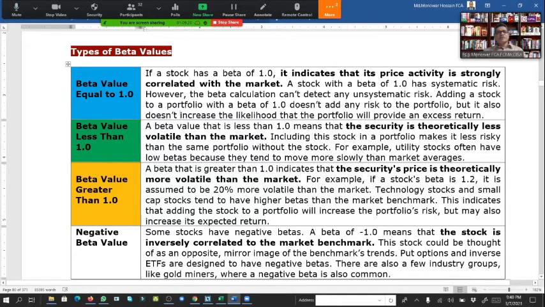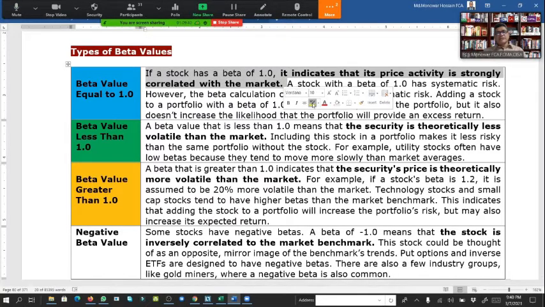All have the corresponding response here. If a stock has a beta of 1, it indicates that its price is strongly correlated with the market. This is the correlation, that means it is actively correlated with the market. A stock with a beta of 1 has systematic risks. However, the beta calculation can't detect any unsystematic risks.